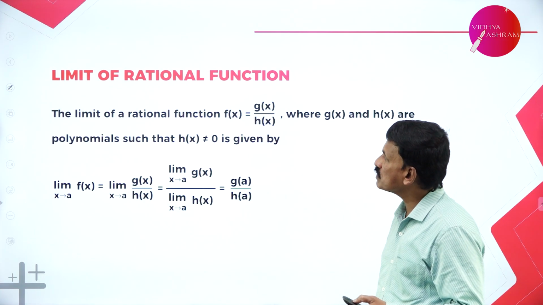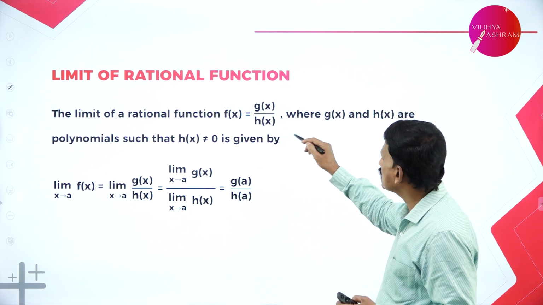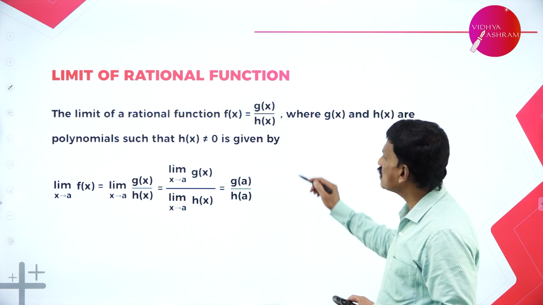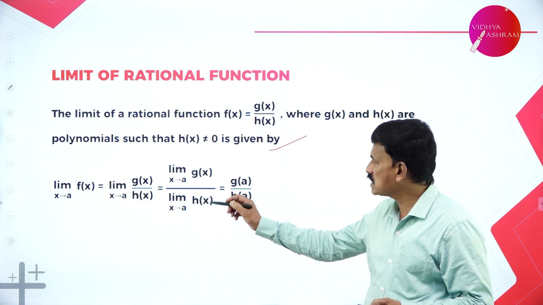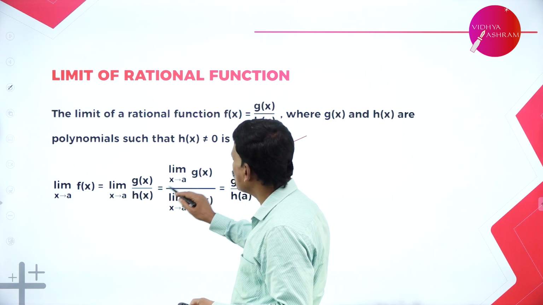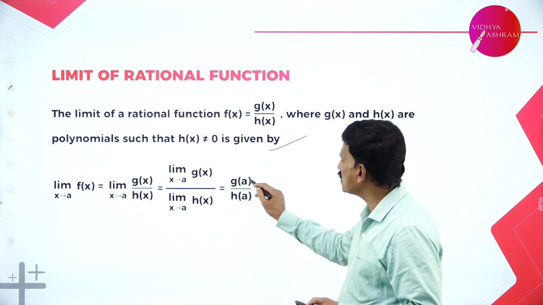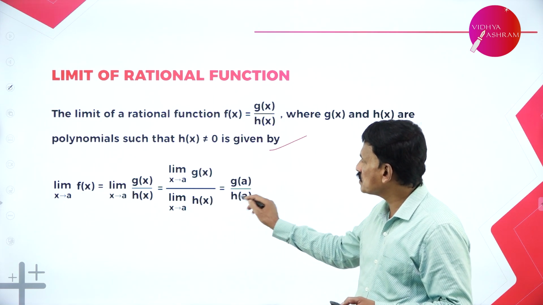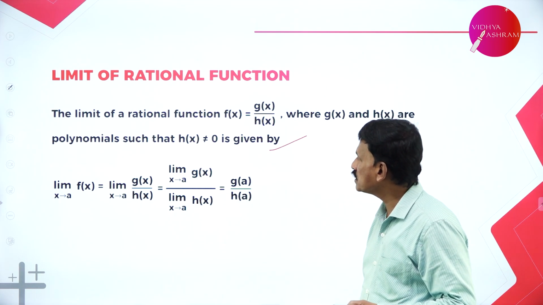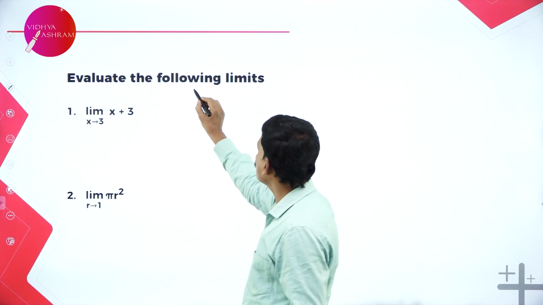Let us discuss the problems on this. The limit of a rational function f of x equal to g of x by h of x, where g of x and h of x are polynomials such that h of x is not equal to 0, is given by limit as x tends to a of f of x, that is g of x by h of x, is g of a divided by h of a, where limit as x tends to a of g of x is g of a, and limit as x tends to a of h of x is h of a. Just put x is equal to a: g of a divided by h of a, provided the denominator is not equal to 0.